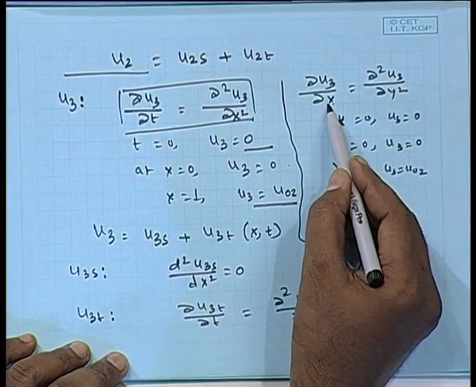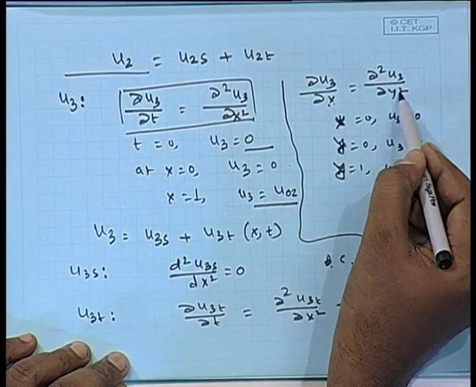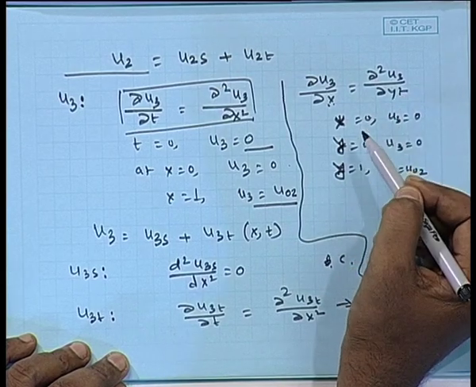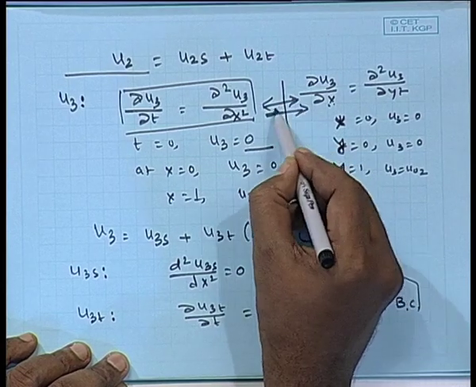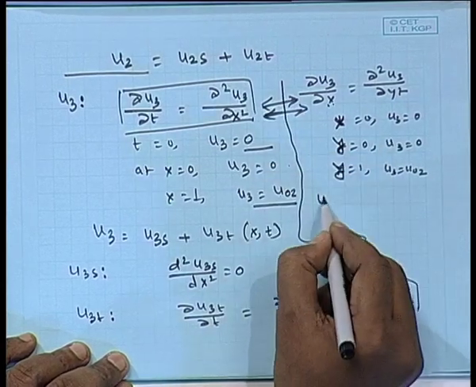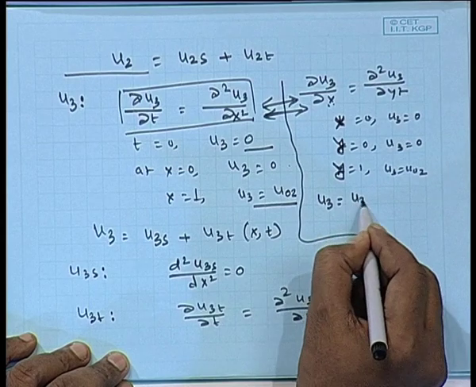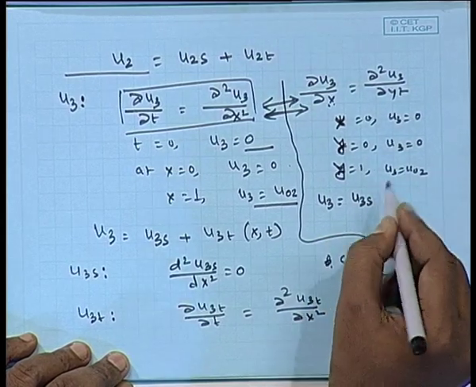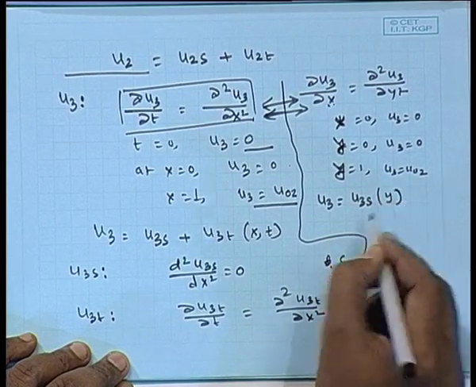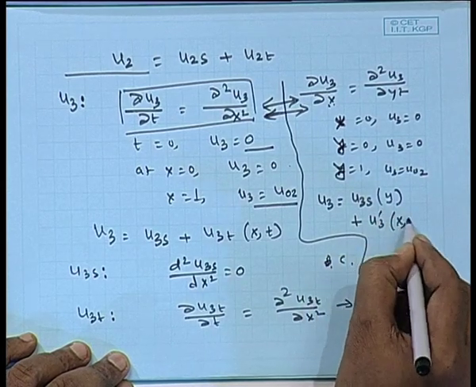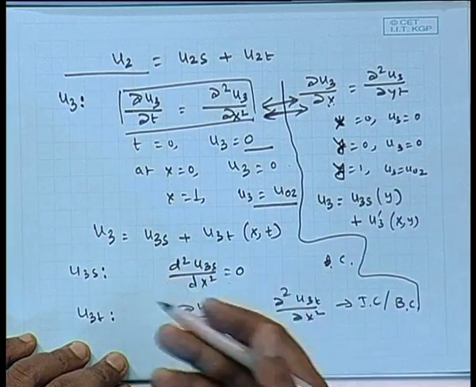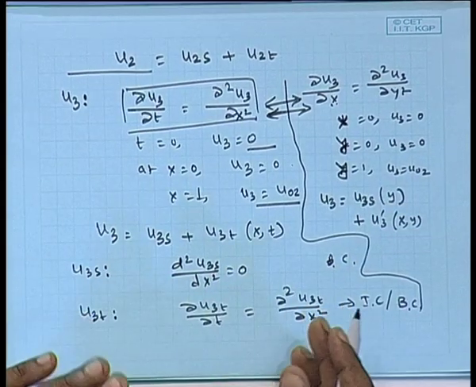One will be a function of y alone, and another will be a function of x and y both. Look into the similarity. This problem will be divided into two problems: u3 s, which you can say is a function of y only, and u3 prime, which is a function of x and y both, and you can proceed in a similar way. The procedure remains the same.